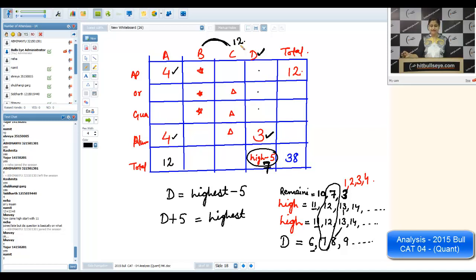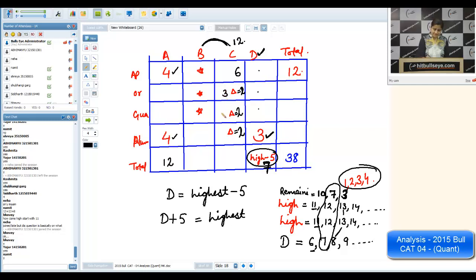If C is having 12 fruits, now orange, guava, plum has the same number. It can be 1, 1, 1. But in that case, apple will be more than 4, which is never possible. That was the basic condition. We cannot use any number except 1, 2, 3, 4. Again, if we take 2, 2, 2 here, it will be 6. Again, not a possible case.